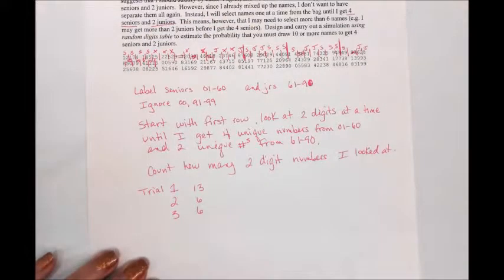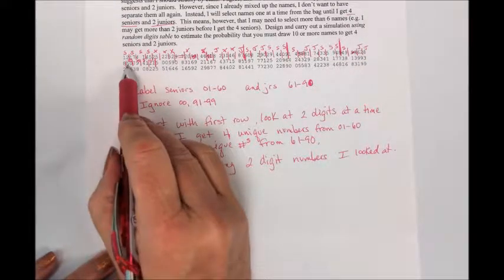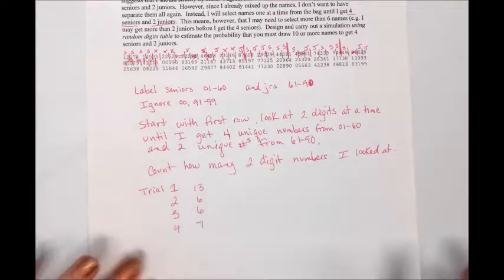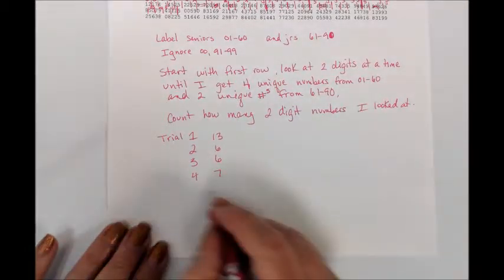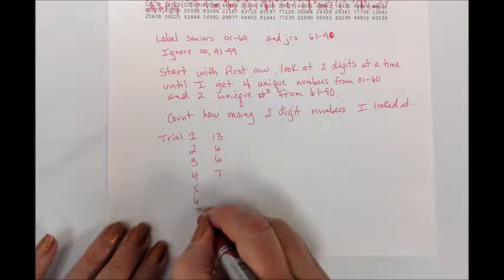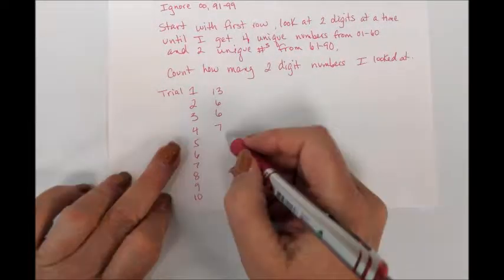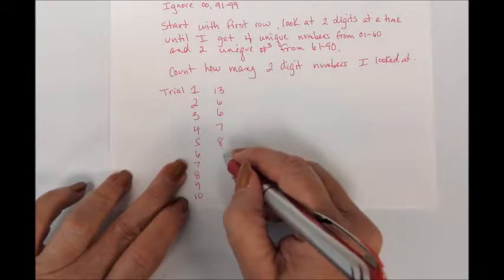So I think you get the gist of what's going on here. So 1, 2, 3, 4, 5, 6, 7. So trial number 4, it took me 7. So let's say I wanted you to do 10 trials. I'm going to just make up the rest because you get how to go about and finish that. So let's say in trial 5 it took me 8. Let's say in trial 6 it took me 7.